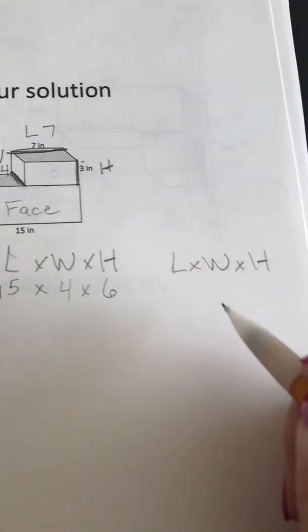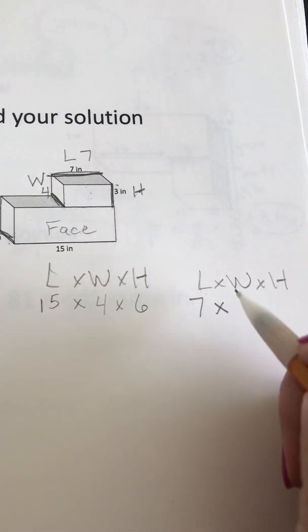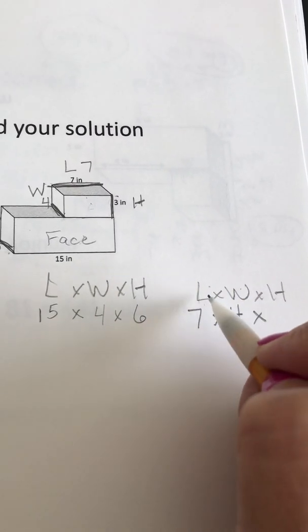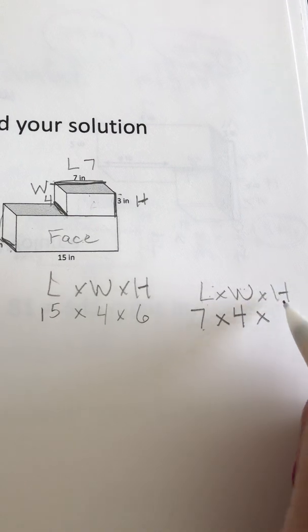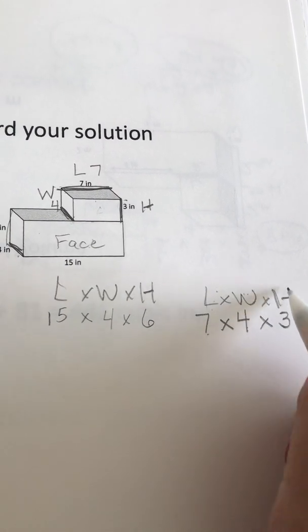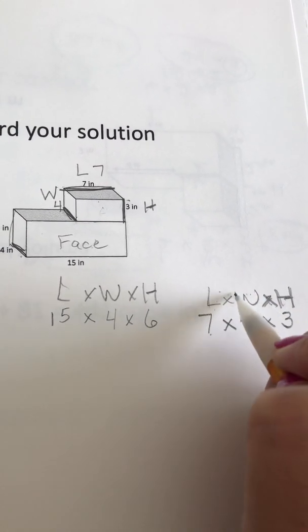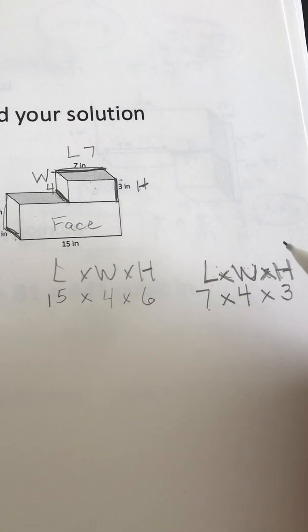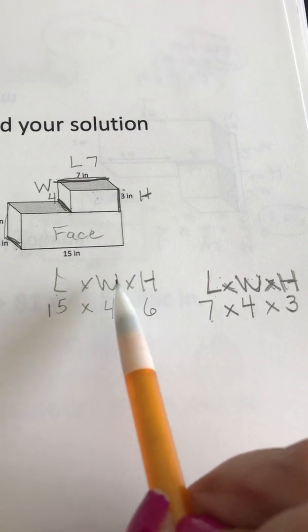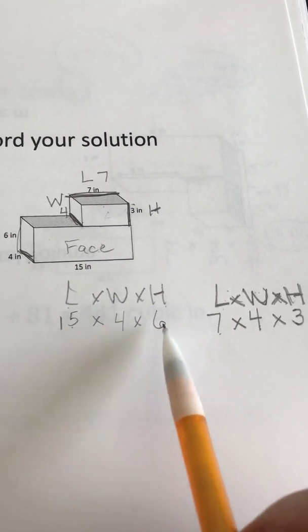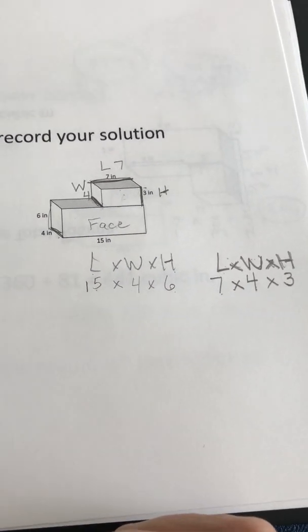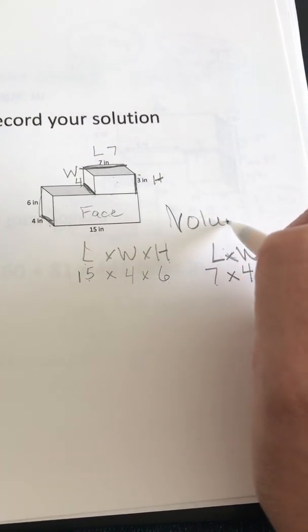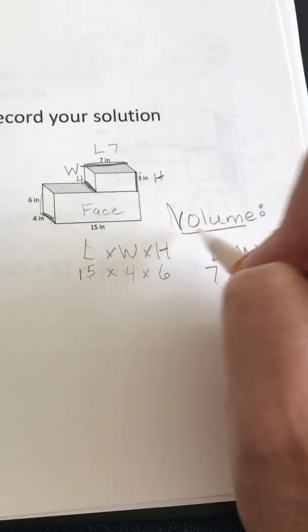So when we come over here, your length is 7. Your width is 4. You're plugging into all of your letters. Length is 7, width is 4, height is 3. I strongly encourage you to continue each time we use volume to write length times width times height, and under each one, plug in your answers. This will always remind you that we are talking about volume.